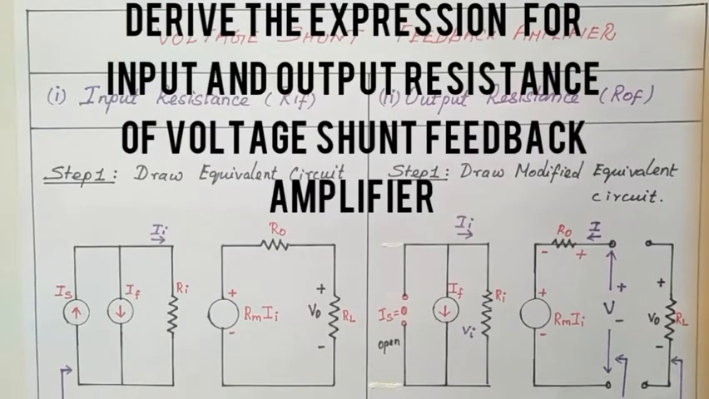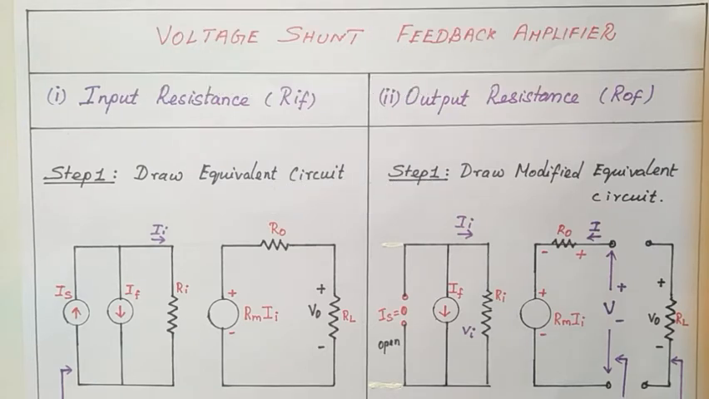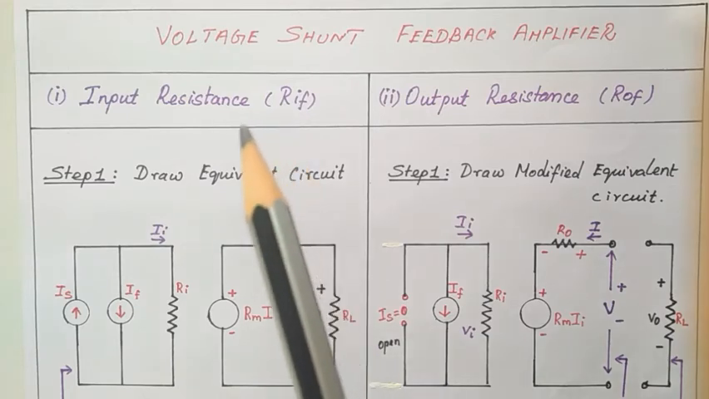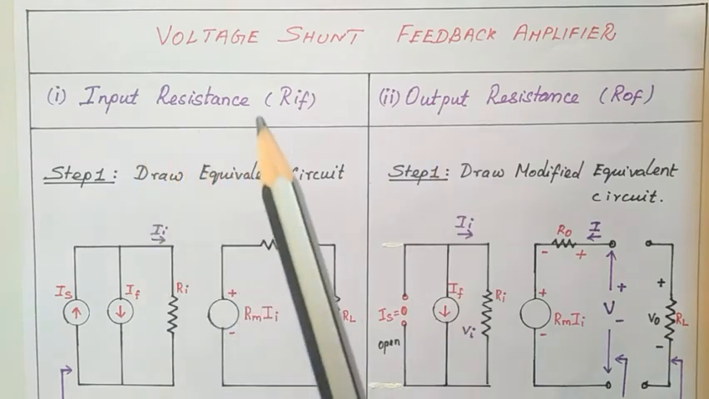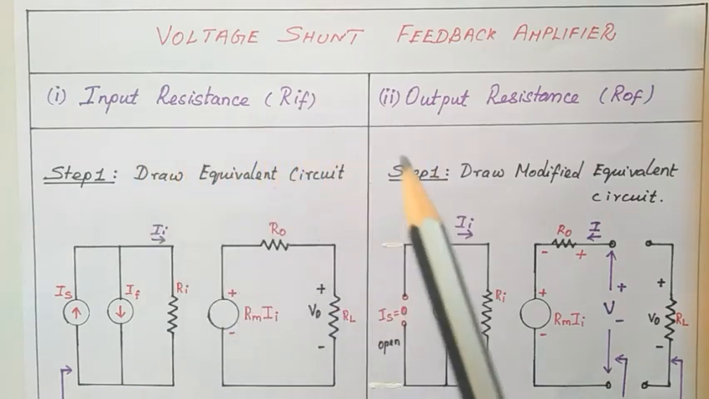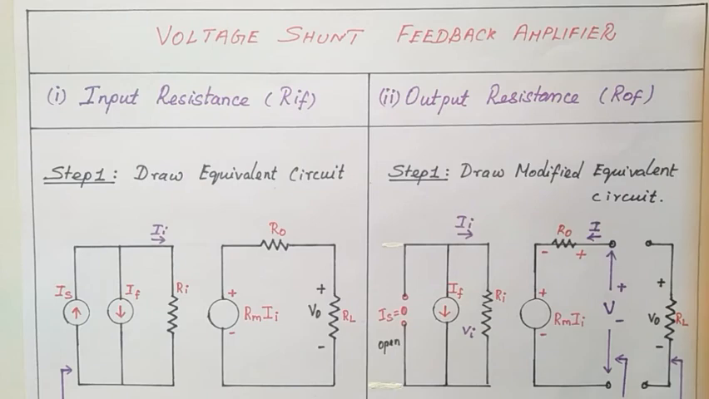In the semester examinations they ask a question like, derive the expression for input and output resistance of a voltage shunt feedback amplifier. For that we have to answer. So here I provide simple steps to remind the answer in your mind. First of all, for this question we have to derive two expressions for two things. First one is input resistance with feedback, and the second is output resistance with feedback.